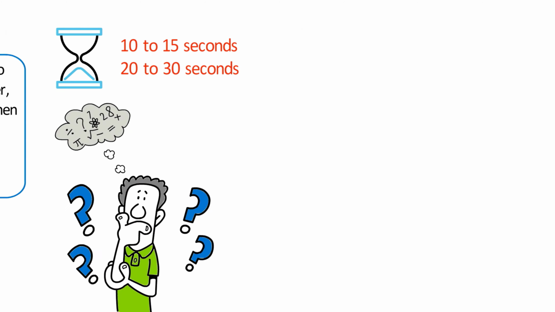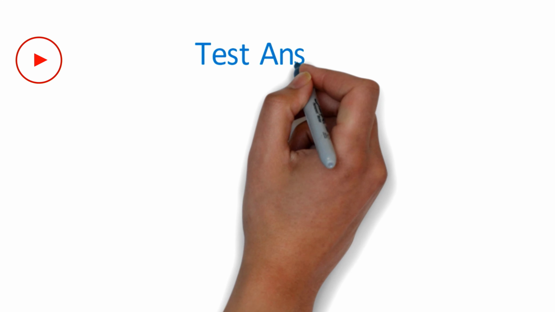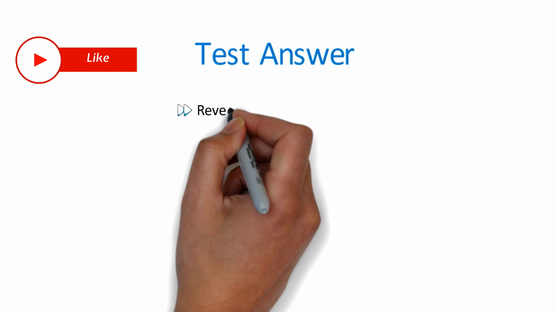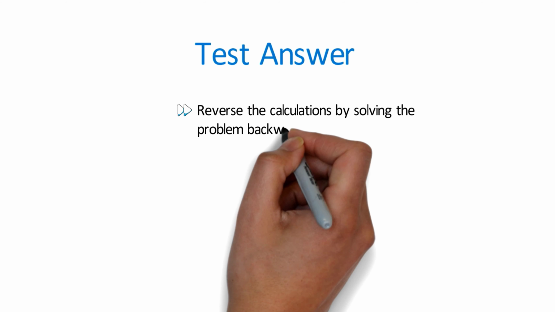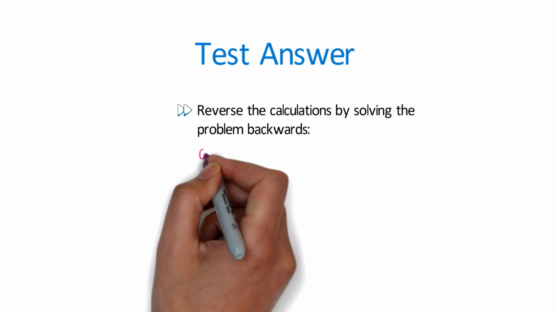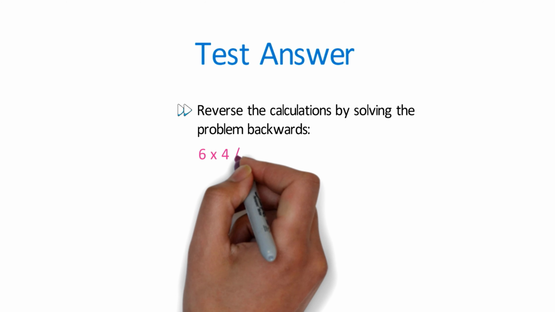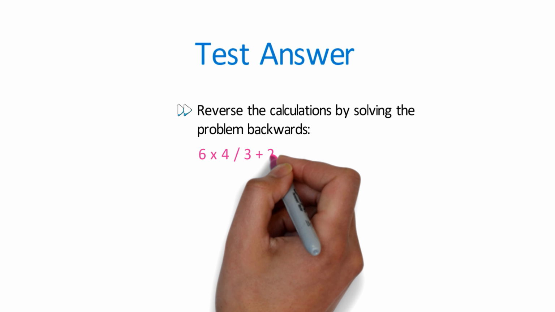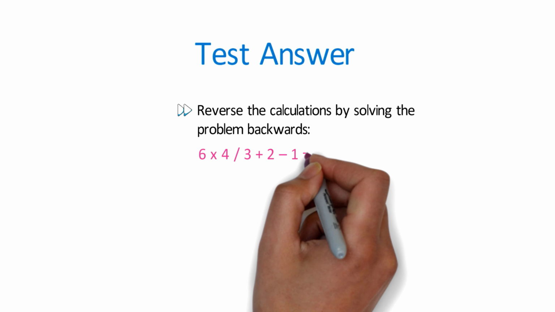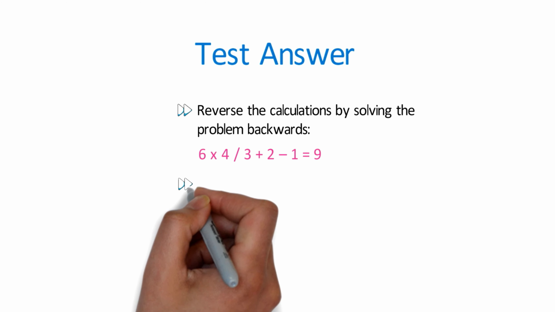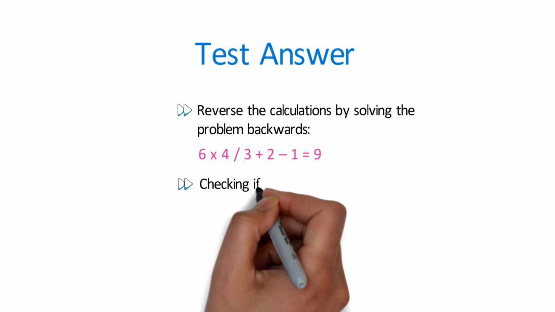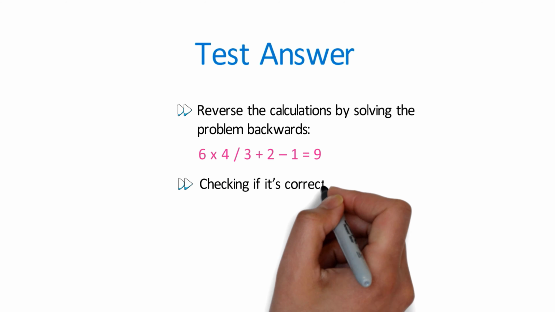these types of challenges. The best way to solve these types of challenges is to reverse the calculation by solving the problem backwards. So what we can do is multiply 6 by 4, then divide by 3, add 2, and subtract 1. And the result of these calculations is 9. Let's check to make sure it's correct, which is another good idea to do on the test.